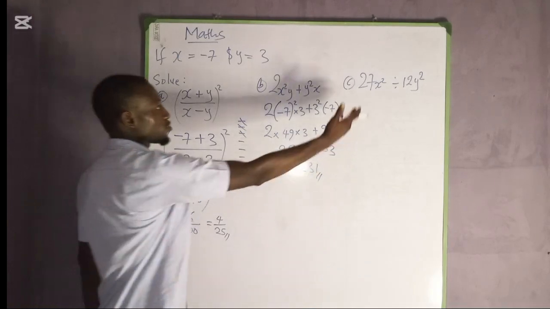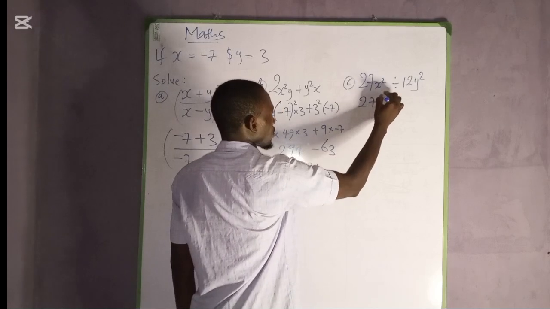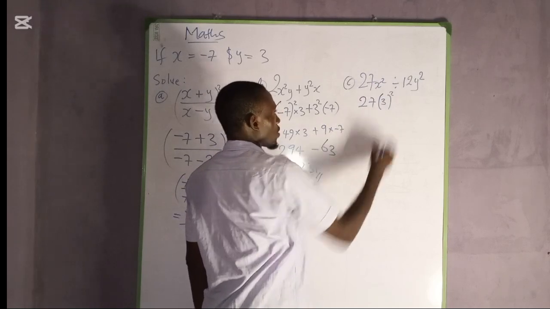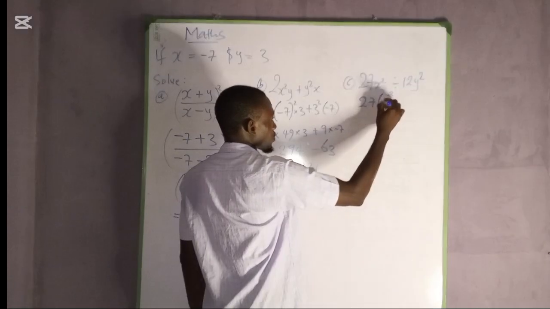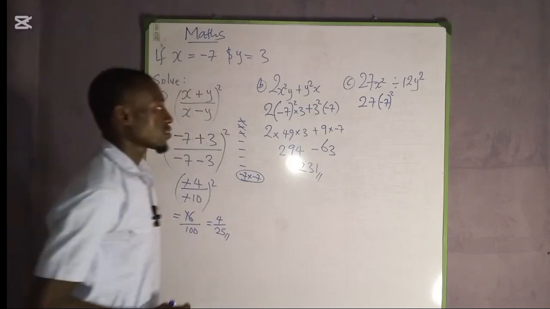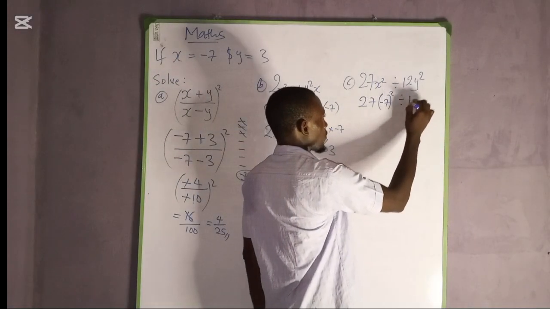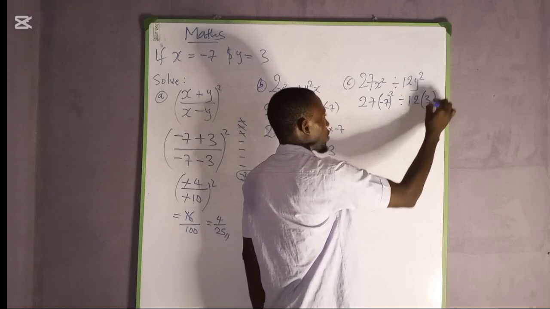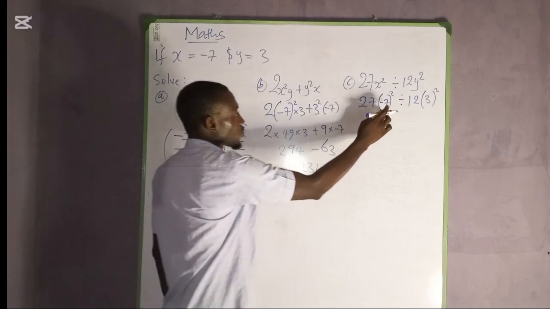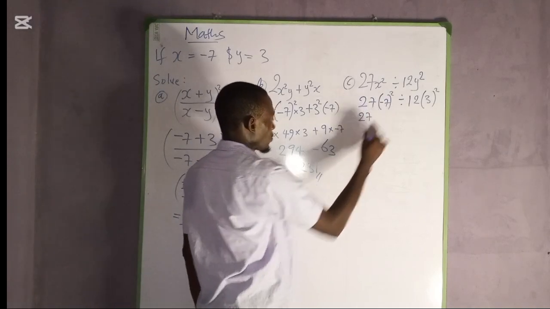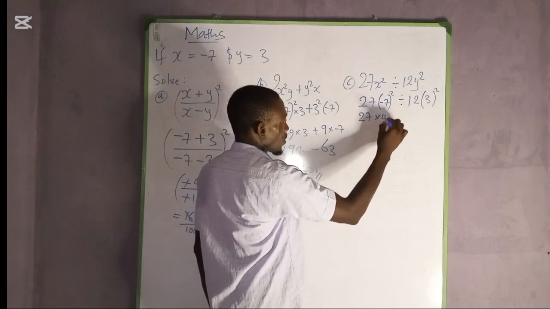Alright, so now let's move to the last one. We have 27. Let's substitute this. Where we have x, we have minus 7. So divided by 12, where we have y, we have 3. So let's break it down. This raised to power 2 will give us the same thing we did here. The same thing we did here, we are going to have 49 here.